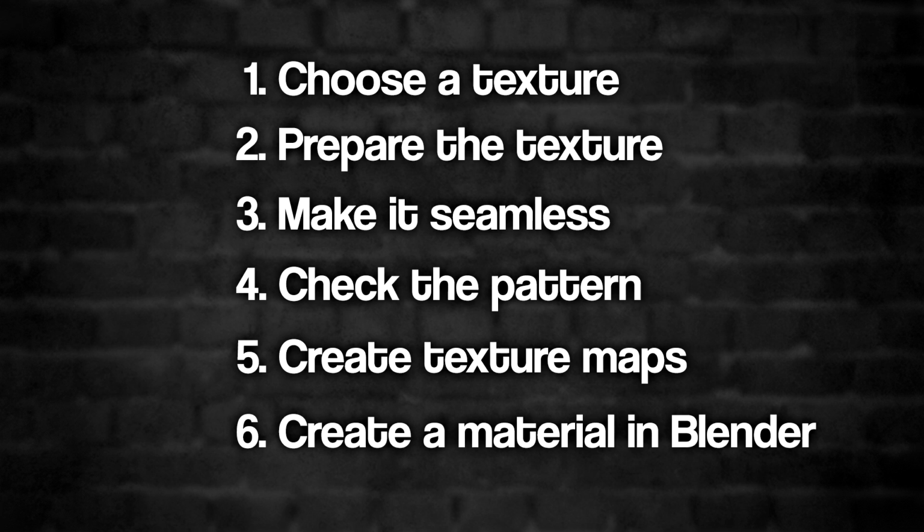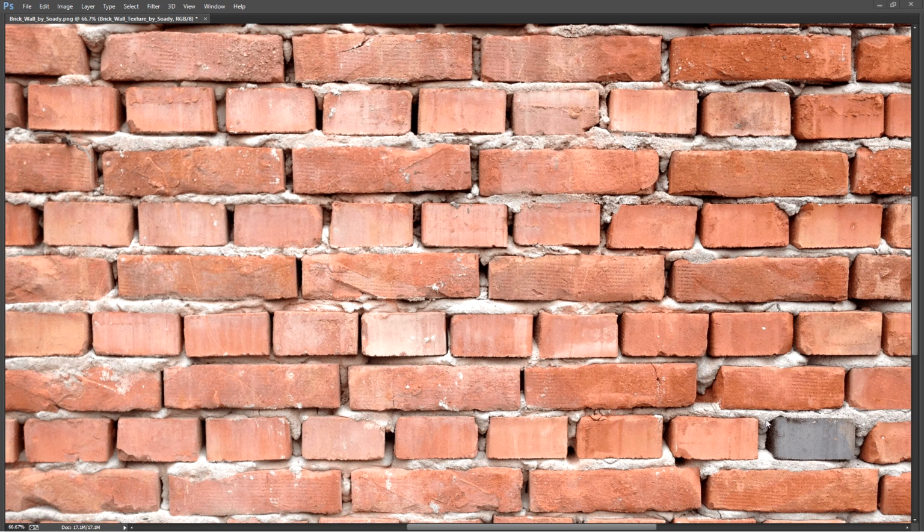Next, we're going to prepare the texture by doing some color correction, make it seamless, check the pattern, create texture maps, and create a material in Blender. So, let's get into Photoshop. This is the texture that I chose. It is my own texture. I photographed it myself on a cloudy day around noon, which is the perfect time and weather to photograph textures.